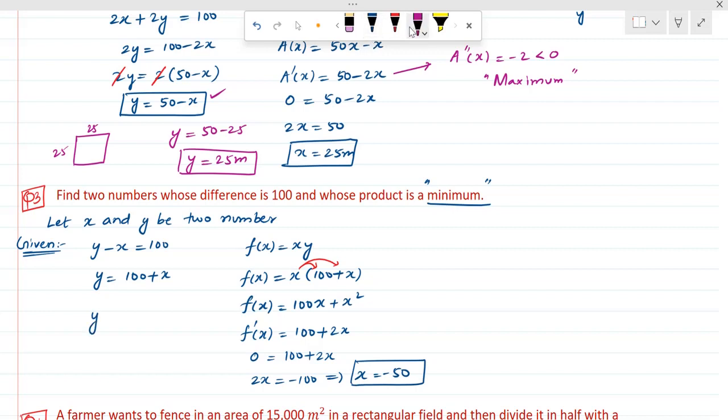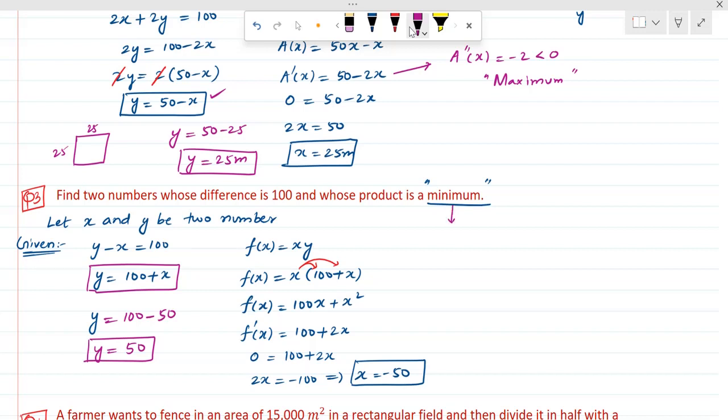If I substitute the x here in this y, you will get 100 minus 50, which is equal to plus 50. So y value is 50, x value is minus 50. But I have to show one more thing. What is that one? Minimum.